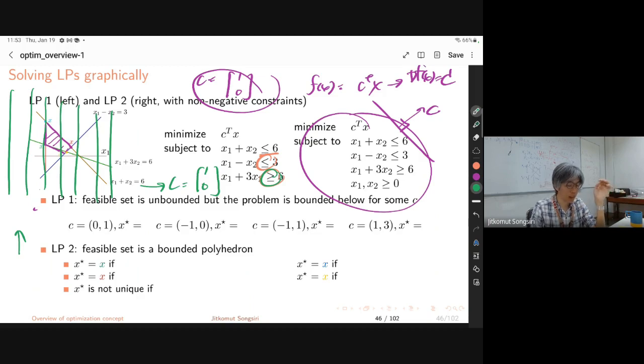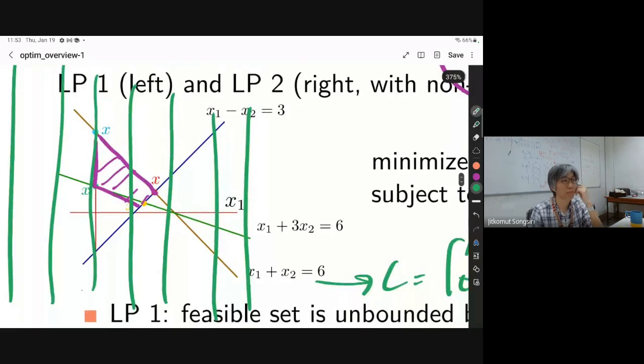Maybe take a look at the X star first. What would be the optimal solution? We should pick the green line that is toward the left, right? But still has to intersect with the constraint set. Which line? 1, 2, 3, 4, 5, 6, 7.